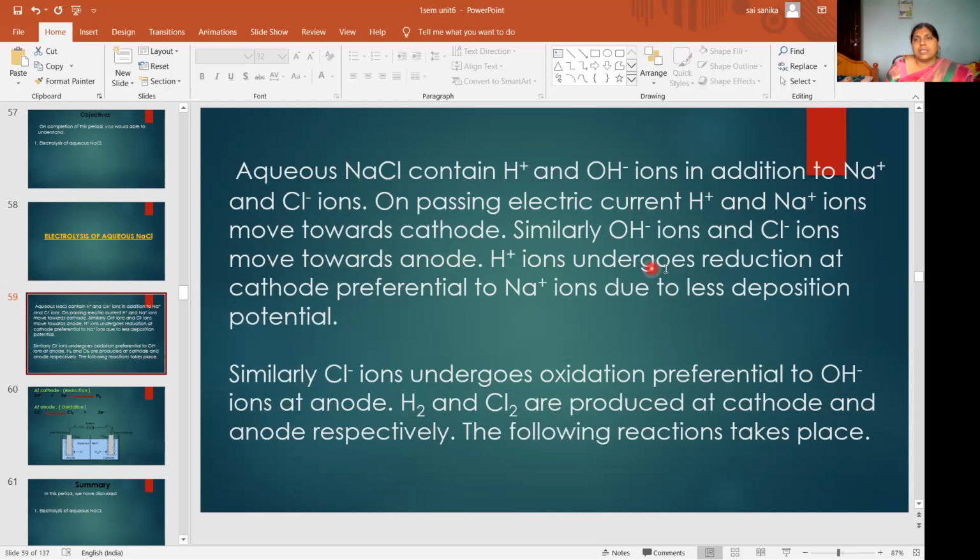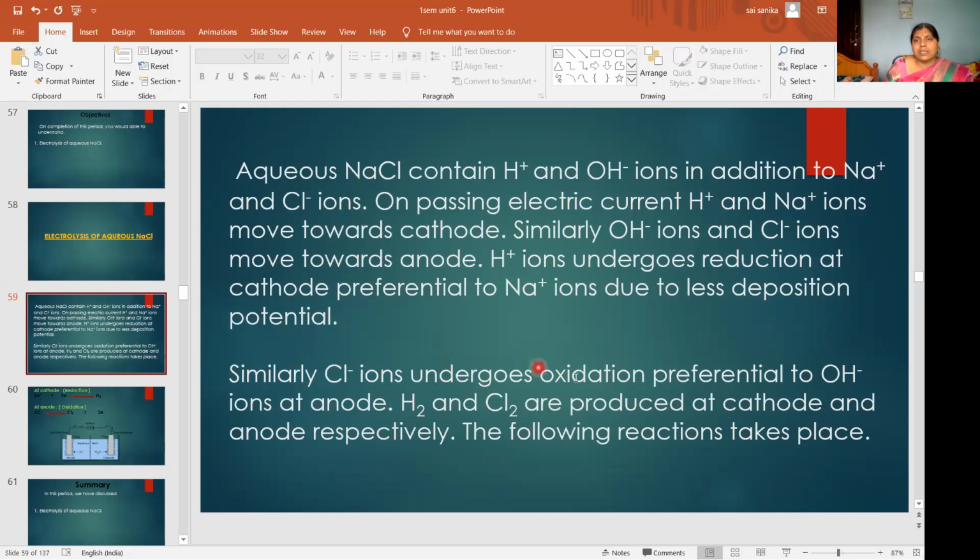The H+ ions undergo reduction at the cathode, preferential to Na+ ions, due to less deposition potential. Among H+ and Na+ ions, which is undergoing reduction? The H+ ions undergo reduction at the cathode, preferential to Na+ ions, due to less deposition potential. So H+ ions undergo reduction. Similarly, Cl- undergoes reduction.